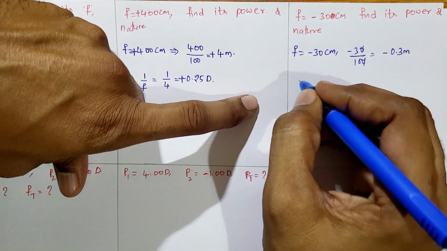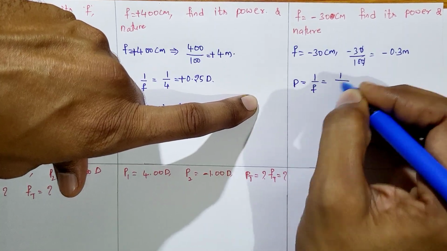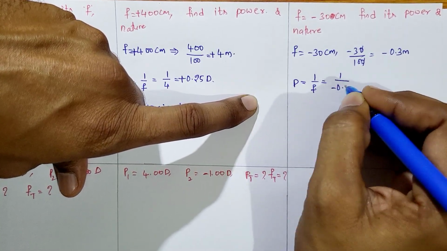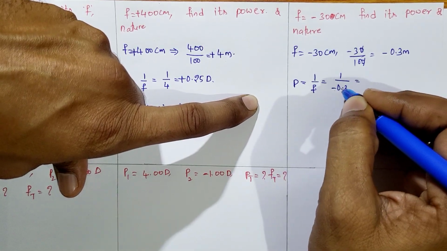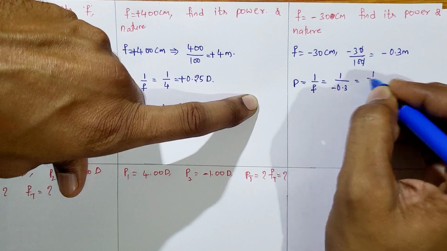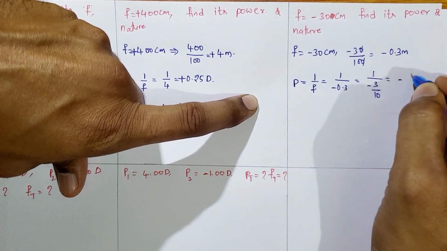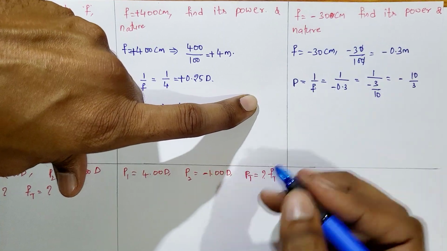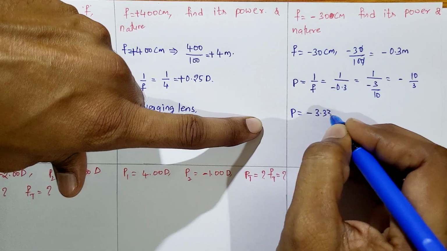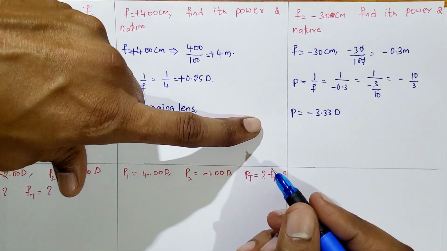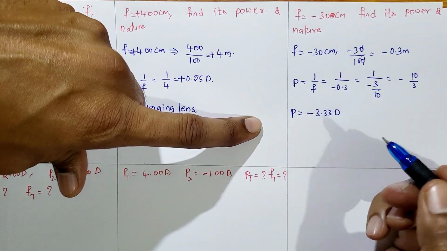Now we have to find out the power. Power P is equal to 1 divided by F. 1 divided by the focal length, minus 0.3. 0.3 can be taken as 3 by 10. Yes or no? 1 divided by minus 3 by 10. 10 goes up, it becomes minus 10 divided by 3. So the power will be minus 10 by 3, meaning minus 3.33 diopter. So if the focal length is minus 30 centimeters, the power of the lens will be minus 3.33 diopter.